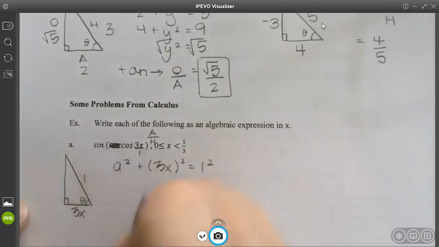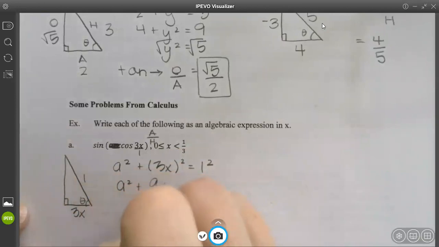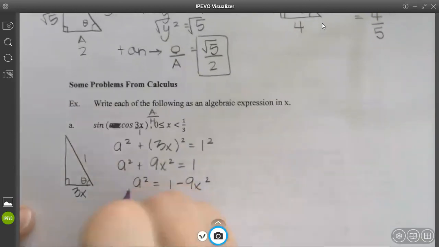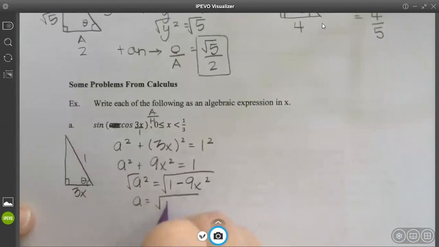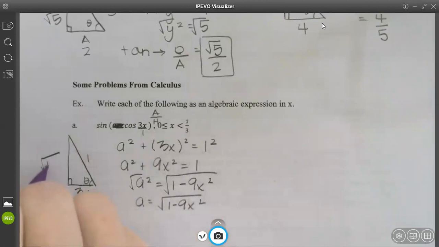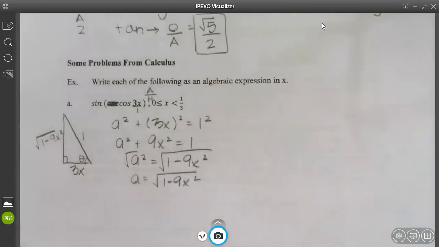What's 3x all squared up? And then 1 squared is 1. How do I solve for a? Minus the 9x squared. How do I solve for a? So this is the only difference. You have an expression in these things instead of having a value. So square root of 1 minus 9x squared. You cannot fix that. It is good like it is.